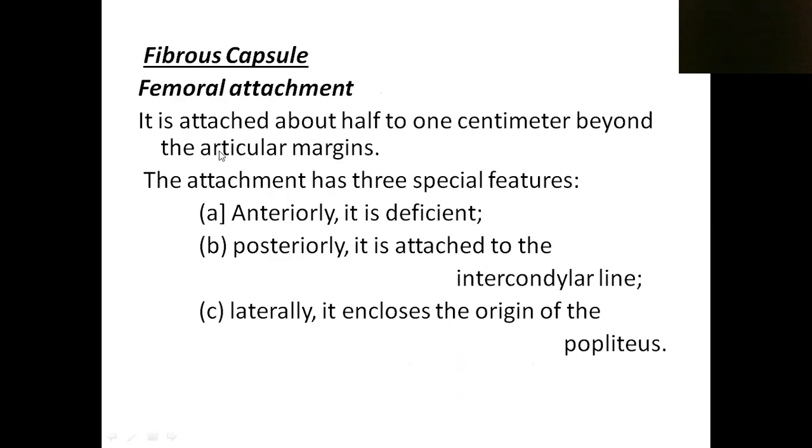So the fibrous capsule, its upper end is connected to the femur. Which parts of the femur is it attached to? Half to 1 centimeter beyond the articular margin. That point is clear. Now that attachment has some features. Anteriorly it is not there. Posteriorly it is attached to the intercondylar line, and laterally it encloses the popliteus.